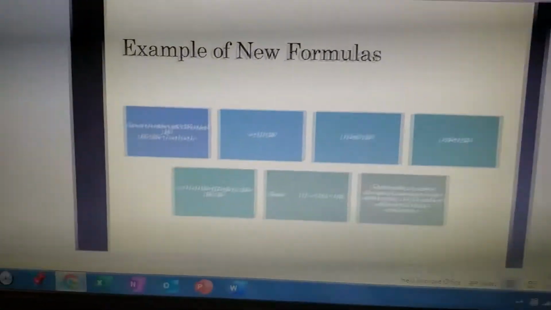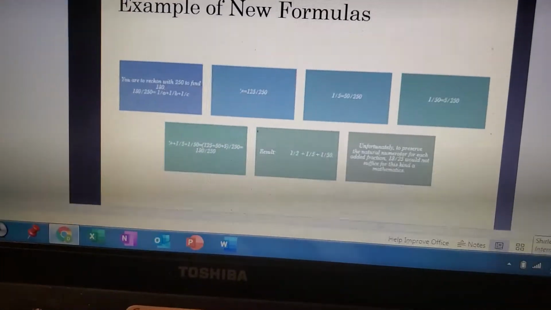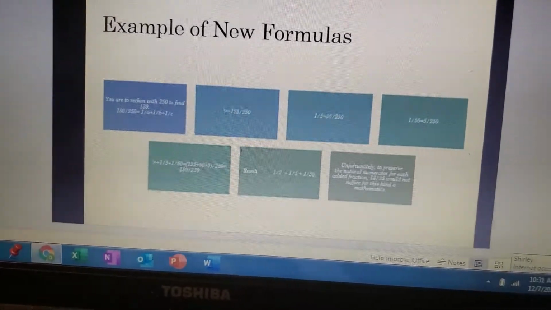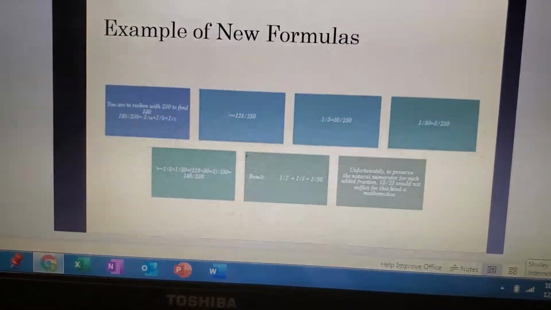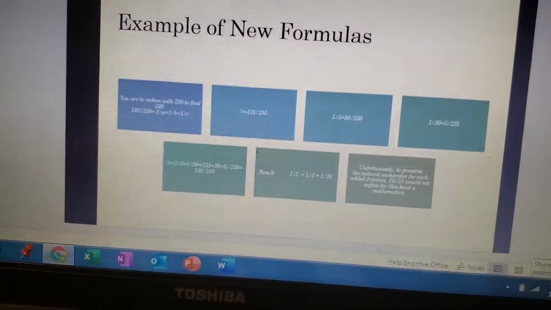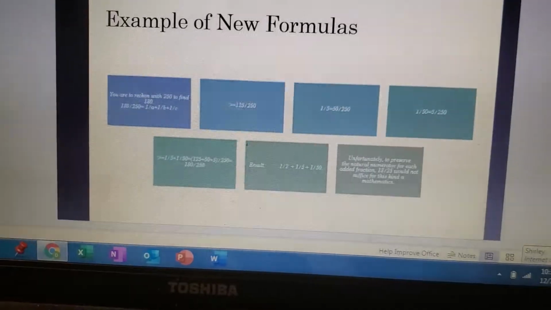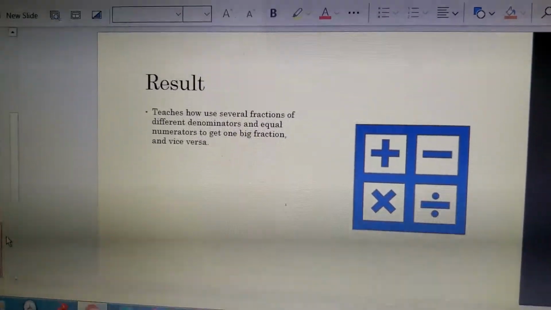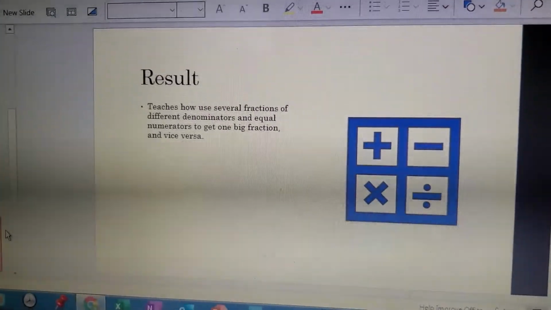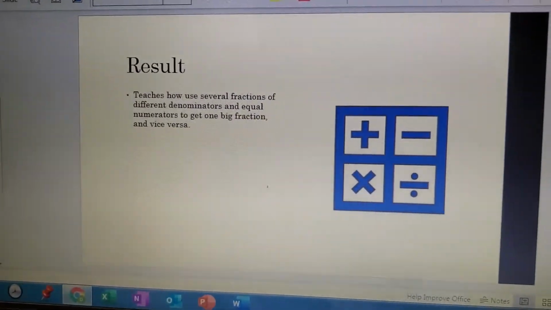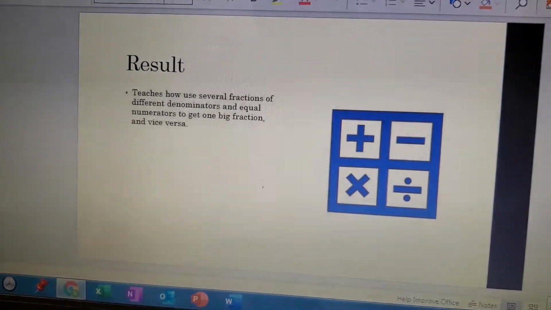Here are some examples of the new formulas. Unfortunately, to preserve the natural numerator for each added fraction, 18 divided by 25 could not suffice for this kind of mathematics. Now then, for the result, it teaches how you use several fractions of different denominators and equal numerators to get one big fraction and vice versa.